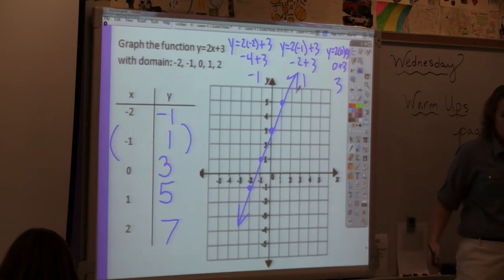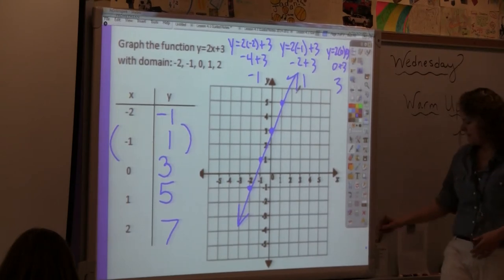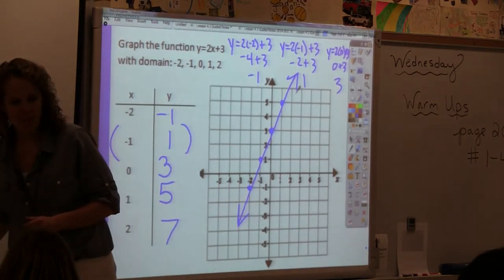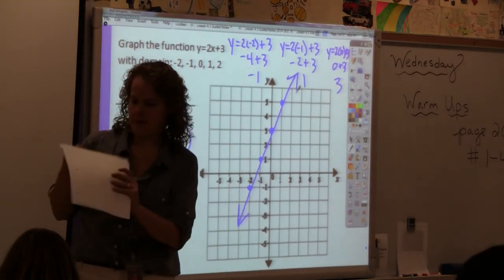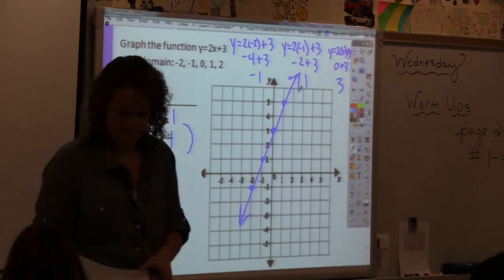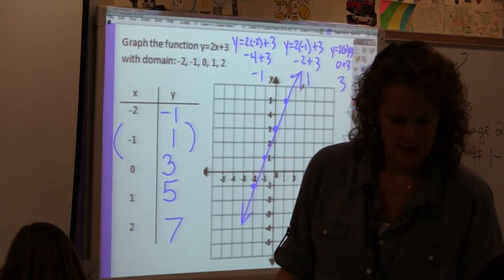And that's it. You're evaluating 5 different numbers and then you're graphing all 5 points. Here we go. We're all set. Looking good?